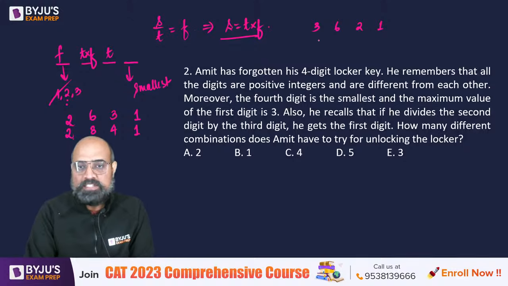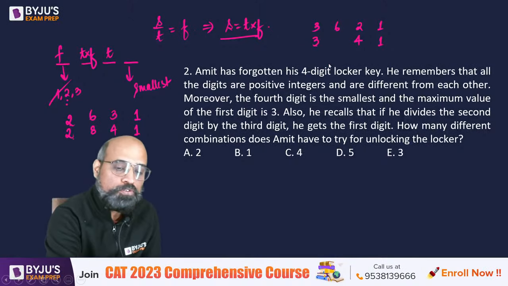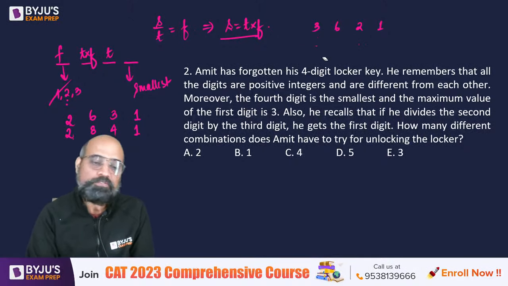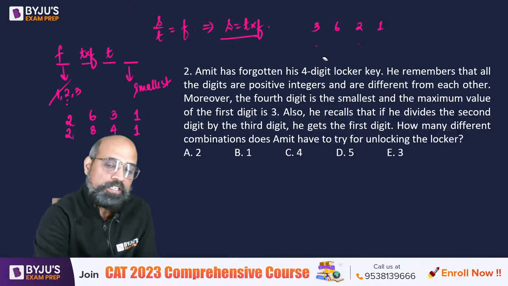Okay. Next is if I take 1 and 3, I can't take 3 here. If I take 4, 3 into 4 will be more than 10. So 4 is not allowed. So we are done with 3 and 1 as the first and the fourth digit.